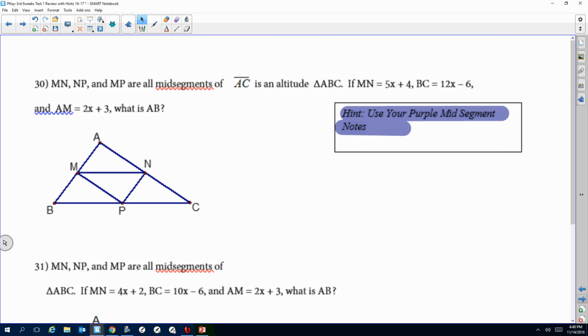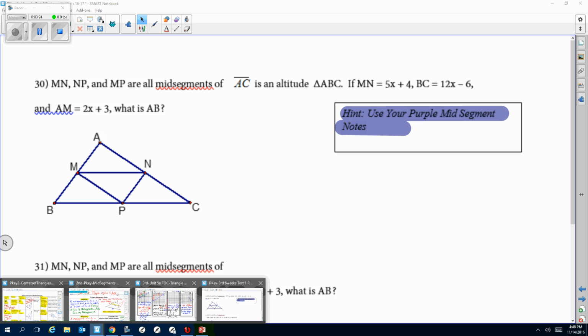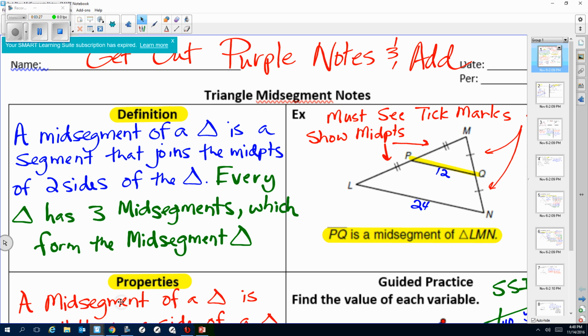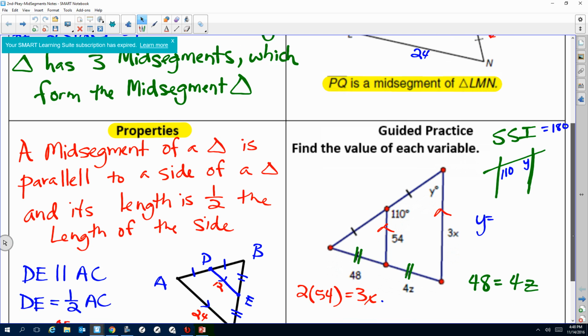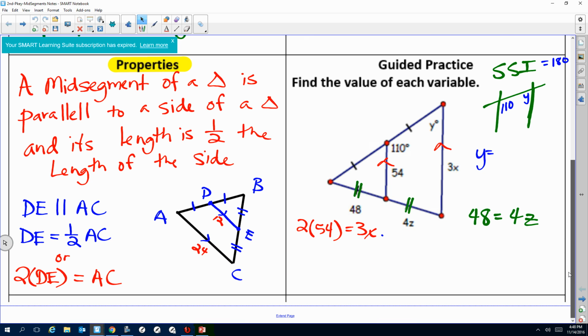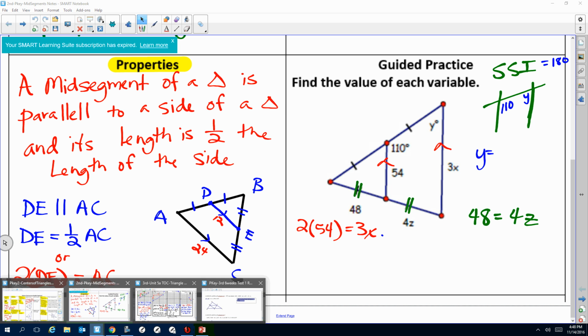And now, when we get to our mid-segments, when we get to 30 and 31, you need your purple mid-segment. So the purple mid-segment, sorry about that, is right here. Triangle mid-segment notes. This is what we're going to use for that. On here, we're really going to focus on our properties. The mid-segment is parallel. It's half the length of the parallel side, or double it. So these are the notes we're going to use for this problem.